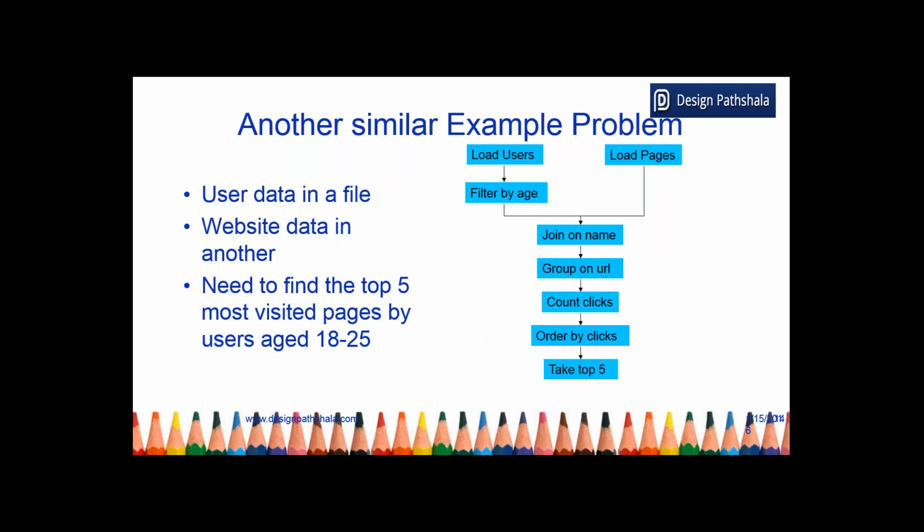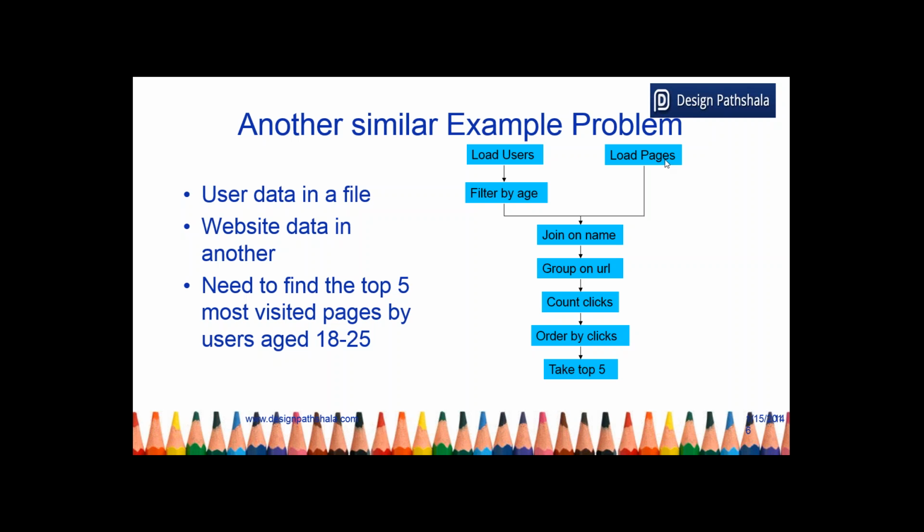So let's look at one more problem statement before we move on to the syntaxes of the commands of this language. Another similar problem: I have the user data and I have the clickstream data, basically when users visited any website. My problem statement is I need to figure out the top 10 most visited pages or websites based on user ages. That is, users who lie in the age group of 18 to 25.